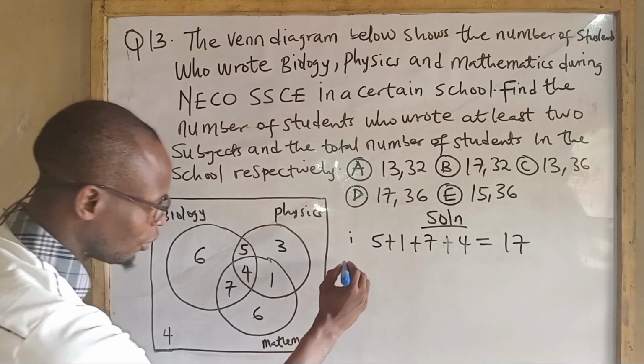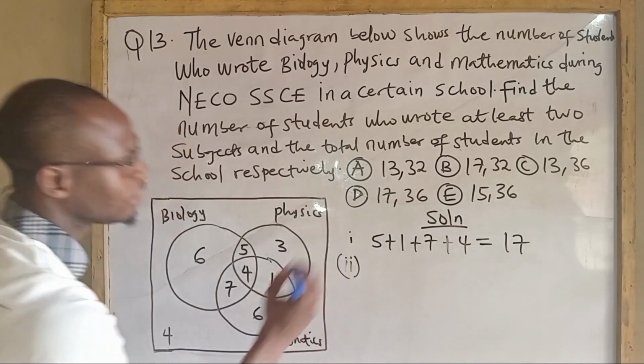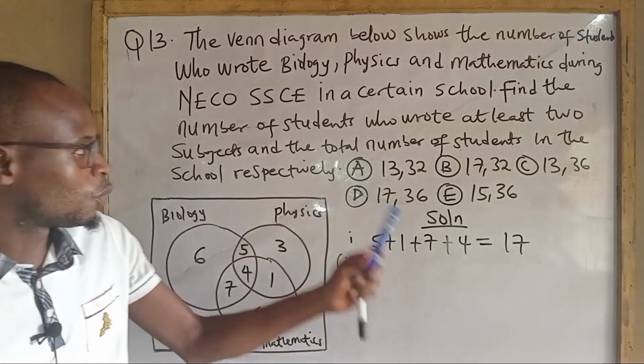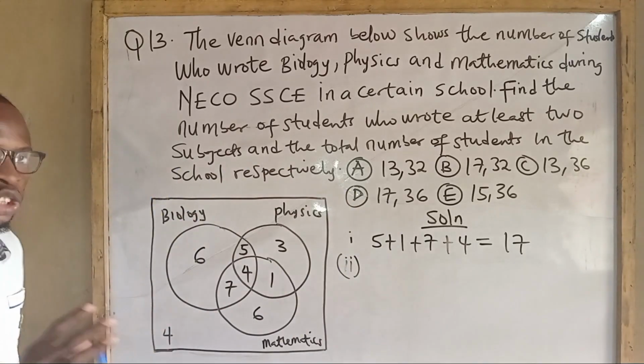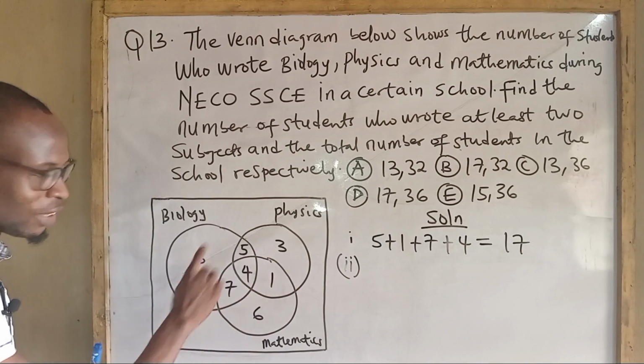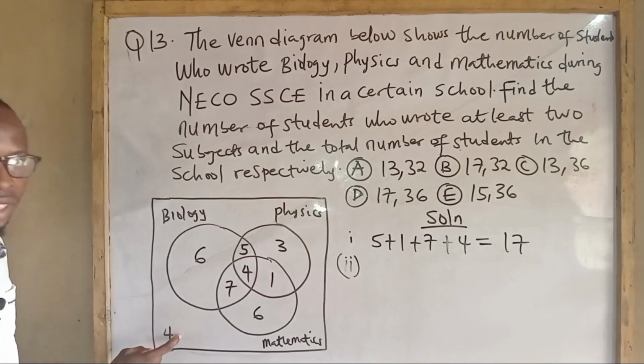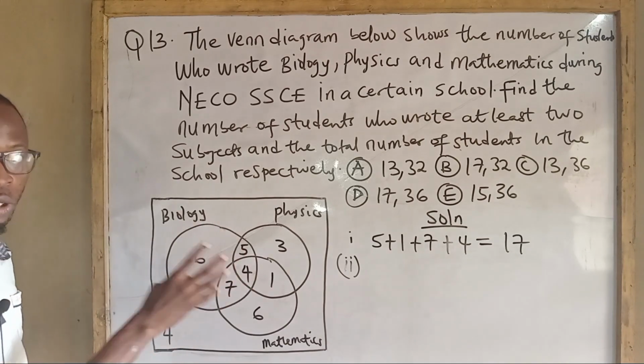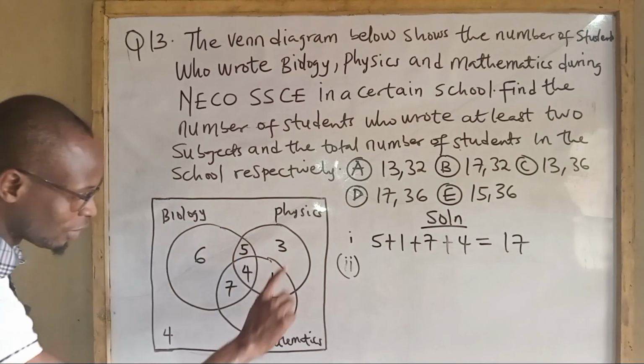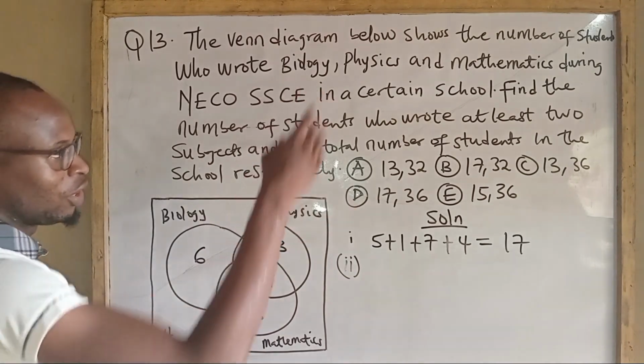So let's analyze the second part too. It says the total number of students in the school. For you to get the number of students in the school is only a summation of all the values in the circle plus the outside. This circle represents the universal set of a Venn diagram. So all the values in this circle plus the outside will give you the total number of students in that class.